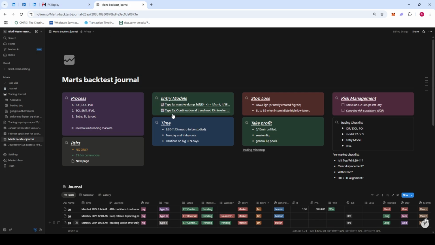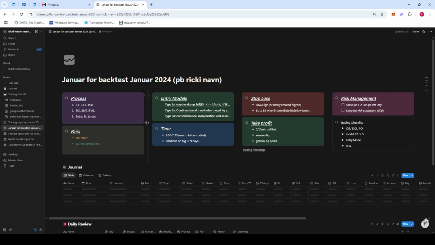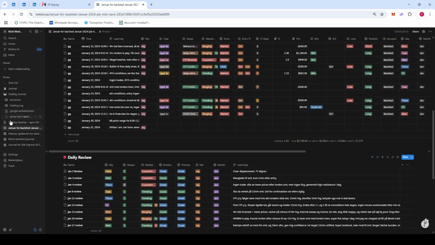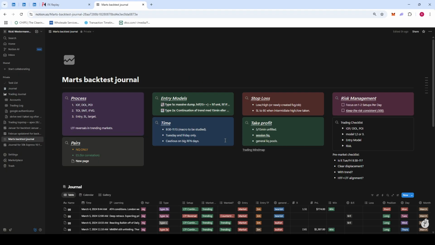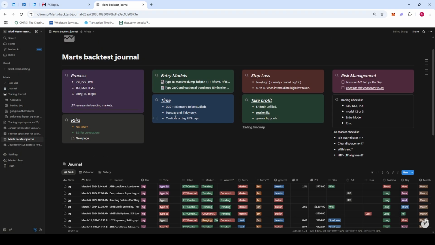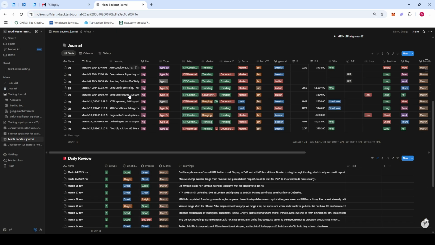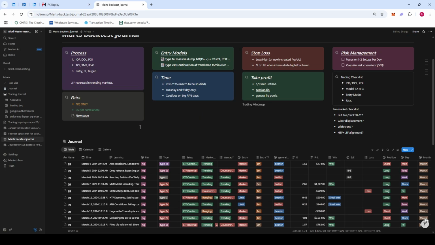I've made this journal for the whole of January, February, and March. Shout out to Tom Trades who made this journal, and then I've made a bit of a change to it. This gets me going when I go into a new trade, and I like just having data on what I'm doing. It gives me a lot of clarity.